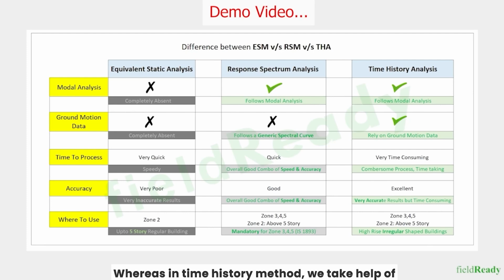Whereas in time history method, we take help of both modal analysis and true ground motion data and calculate the building response at each time interval. Through this, we are able to predict the true response of a building for a given ground motion data. The key difference between response spectrum method and time history method is the consideration of ground motion data. So let's see how the ground motion data looks like and how we can get these graphs for free.